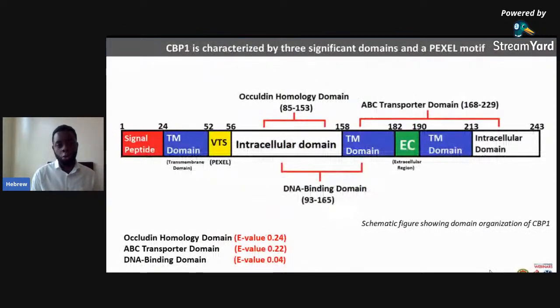So if we look at the genomic characteristics of our CBP1, I drew this schematic figure just to show the distribution of different regions.